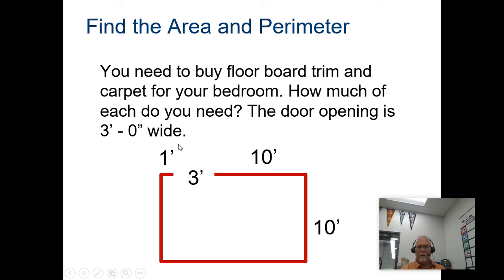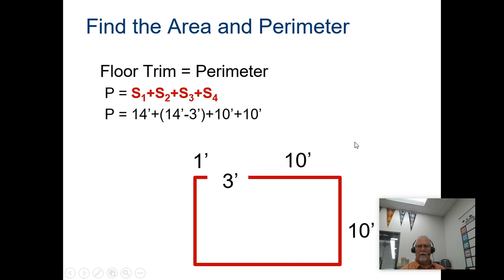Okay. The door opening is 3 feet wide. So if you can envision this opening right here, that's a door opening. We don't need floor trim there, do we? We just need it the rest of the way around. So what we need to do is figure out the perimeter. Well, if we know this is 10 feet here, the door opening is 3, and we have an extra 1 foot, we know that this is 14 feet.